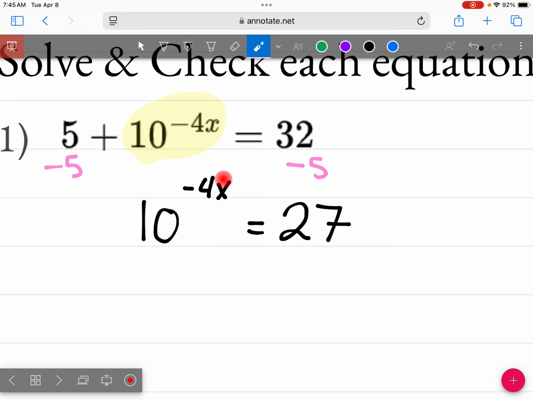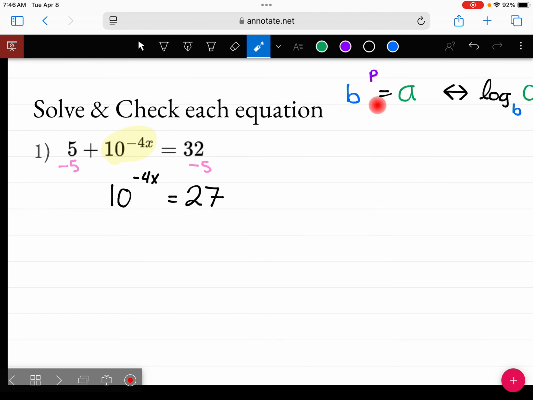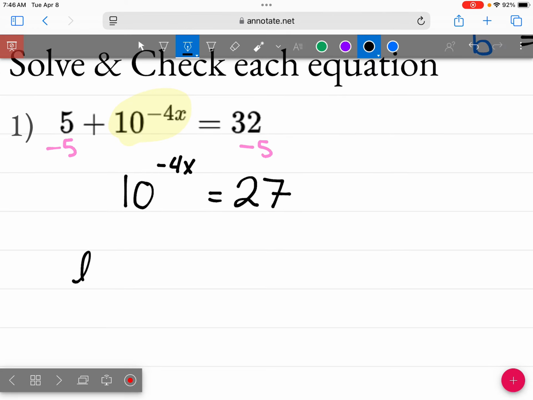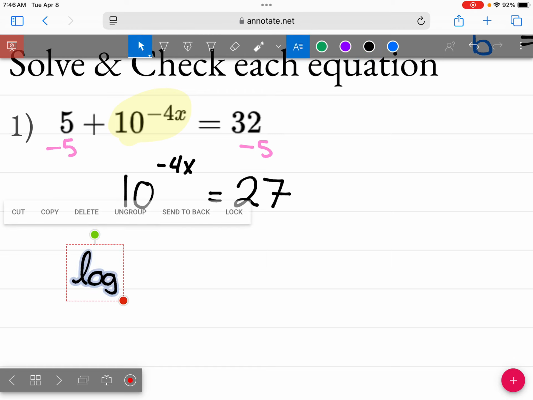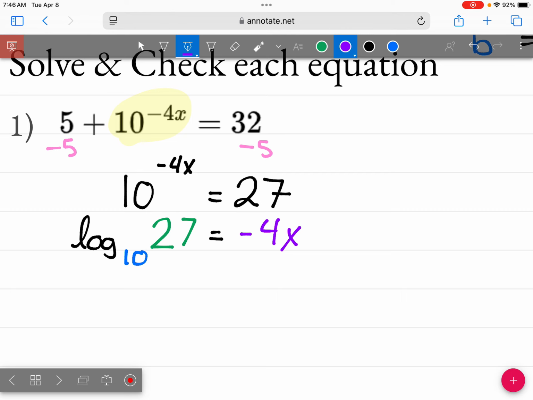I want to get my letter out of this power because it's in the way and super annoying. So now I've got this exponential statement. Let's switch it into log form. So what's our base on here? 10. So we have log base 10. I am going to write it out, but it is the common log. Log base 10 of our argument 27 is going to equal that power of negative 4x.